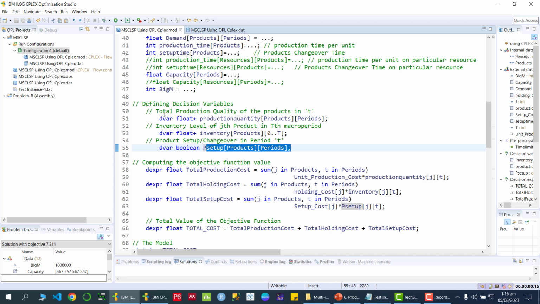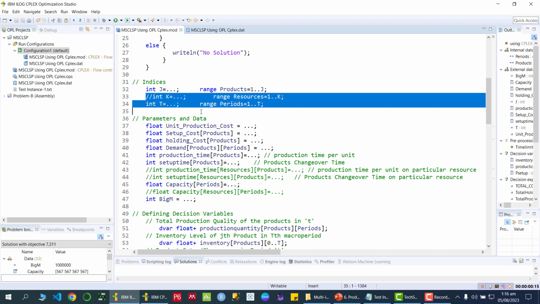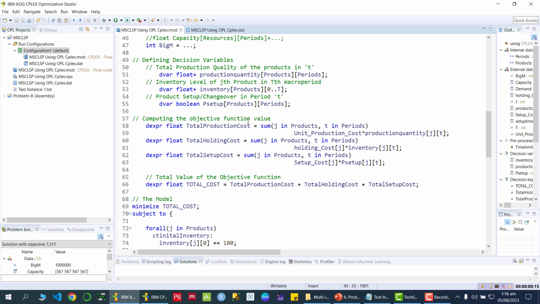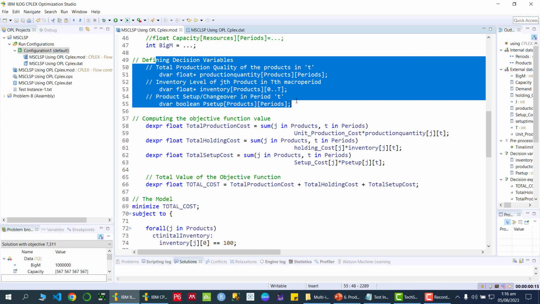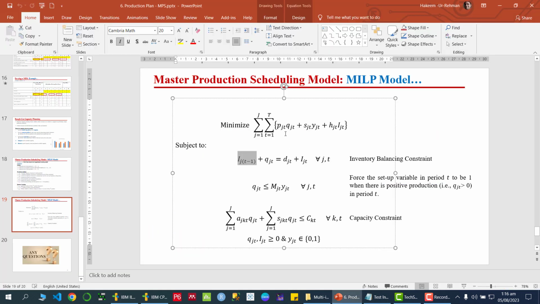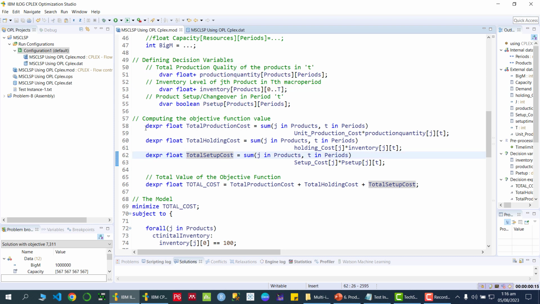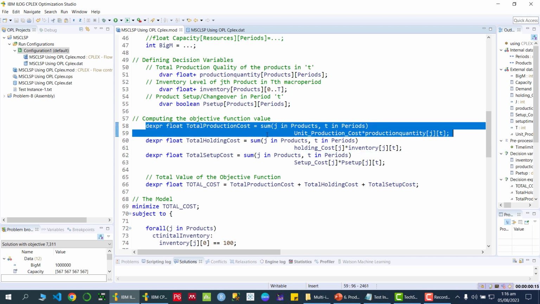So once we have defined the indices, the parameters and the data, and the decision variables, now we are going to define the objective function. What I am going to do is separate each type of cost. So this is the total production cost, this is the total setup cost, and this is the total holding cost. First of all, I am going to calculate the total production cost.